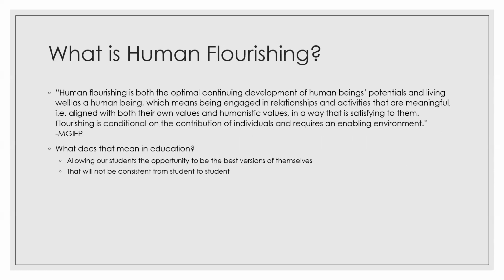So, what is human flourishing? Human flourishing is both the optimal continuing development of human beings' potentials and living well as a human being. This means in education, allowing our students the opportunity to be the best versions of themselves. This will not be consistent from student to student, but we have to make sure we get that out of them. Flourishing is conditional on the contribution of individuals and requires an enabling environment. That is what we bring into our classroom.